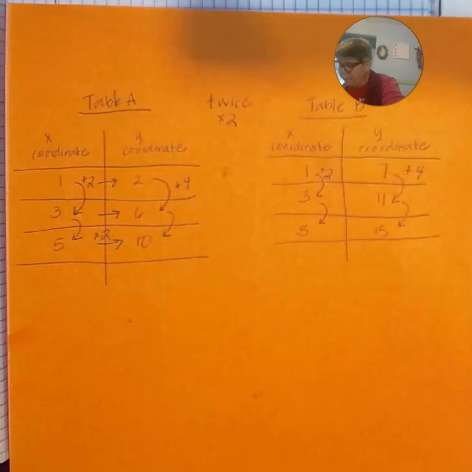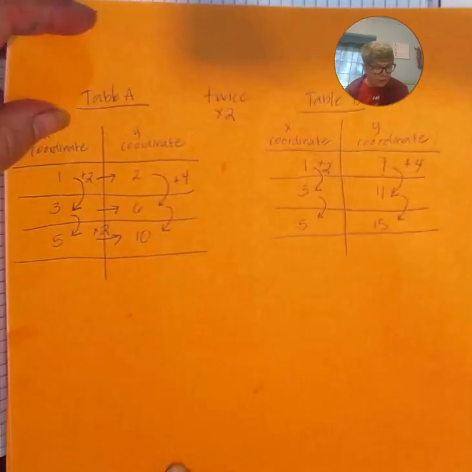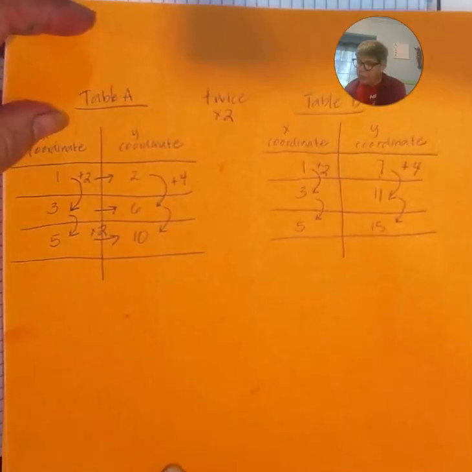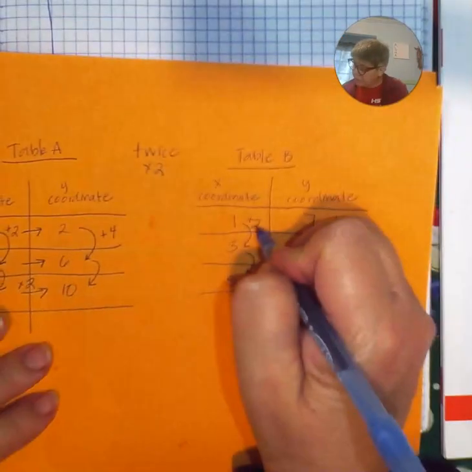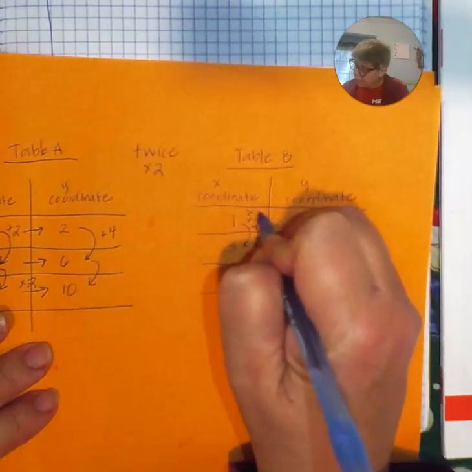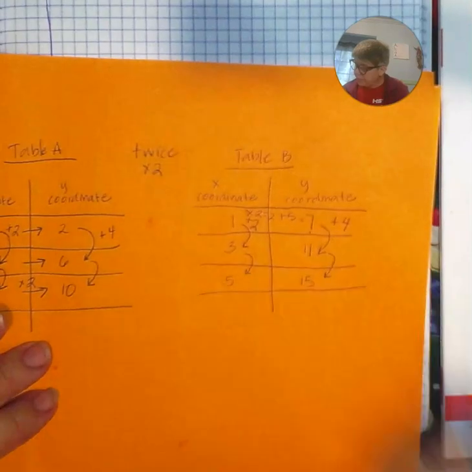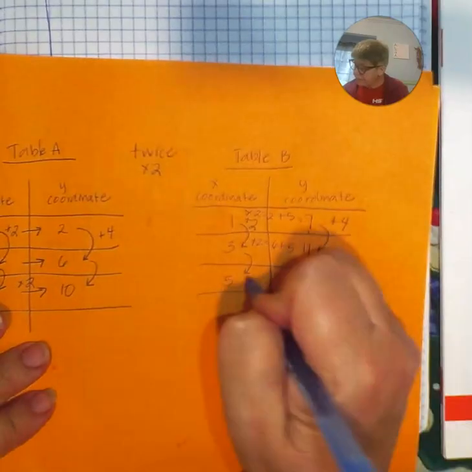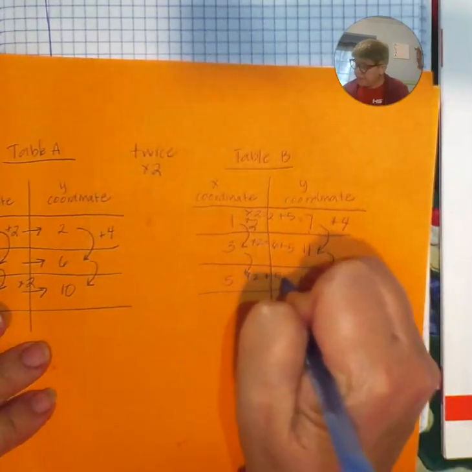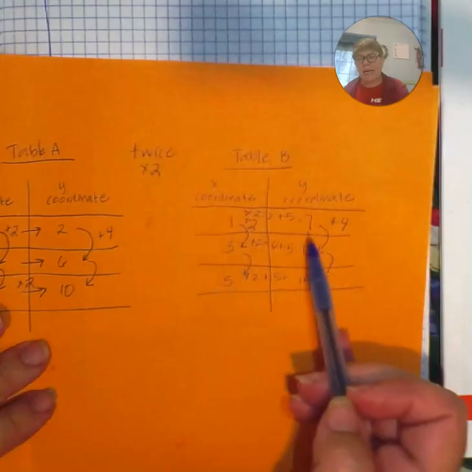I think in your book you have, no, we don't have a table for that. So that's going to be the next time. But let's look at this pattern. 1 times 2 is 2. Plus 5 is 7. 3 times 2 is 6. Plus 5 is 11. 5 times 2 is 10. Plus 5 is 15. All right, so we see a mixed operation where we're multiplying and adding.